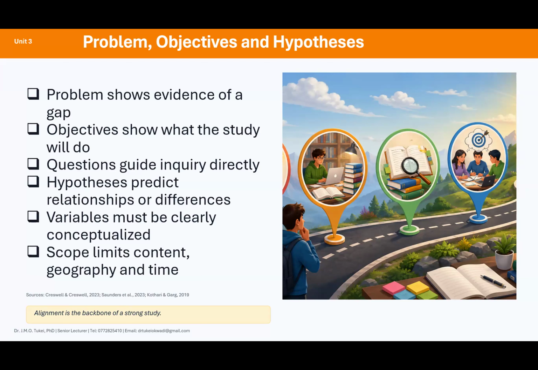So the general objective states the overall purpose, while specific objectives divide that purpose into meaningful tasks. Research questions directly mirror the objectives. In quantitative studies, hypotheses may predict relationships or differences that can be statistically tested. Variables and concepts must be defined clearly. When the problem, objectives, questions, hypotheses, and even methods do not correspond, the study loses direction. So you must be objective.